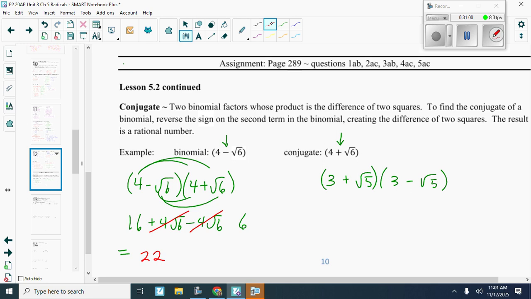Let's try making sure my signs are correct. Okay, negative times a positive. Okay, that will give me 10. There we go. That looks good.